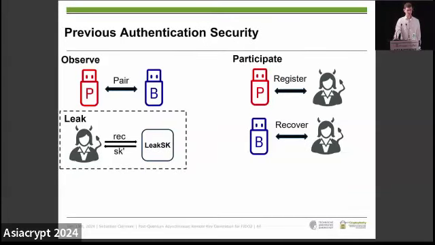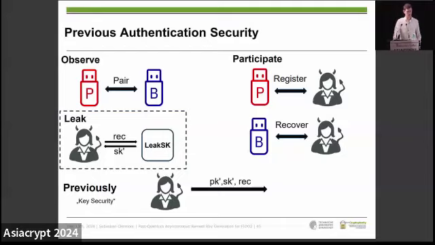This is an update of the previous notion, which was brought forward by Freeman et al., which worked slightly differently. They also had a similar functionality of observing and participating in the protocol. However, they had different levels of adversary strength. There was a strong and a weak adversary and an honest and a dishonest adversary. And the leak oracle was only available to the stronger version of the adversary.